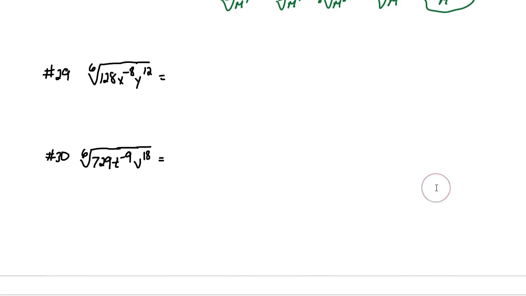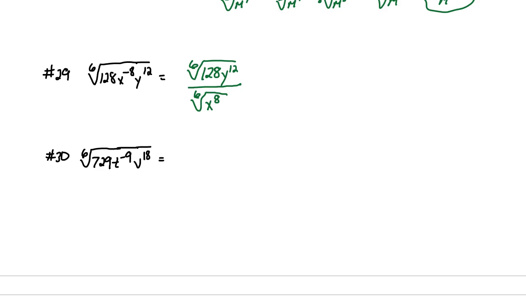Number 29. This one also has a negative exponent situation. Let's take care of that. Next up, is 128 a number that has a perfect sixth root? Let's use the calculator to find out. 128 raised to the 1/6 power. Nope, that makes a decimal. So maybe factoring will get us somewhere on that one.